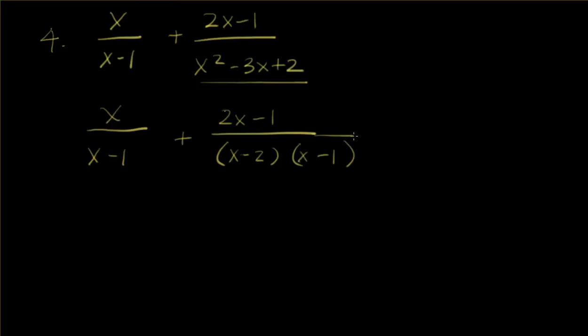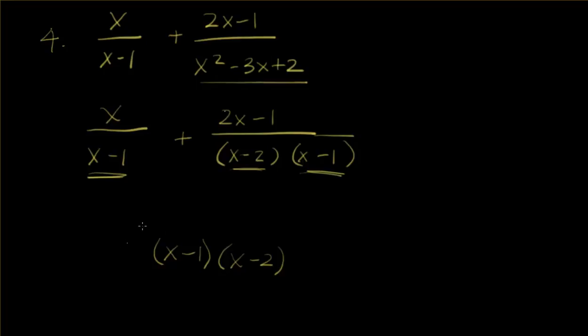Okay, so let's go ahead and look at the denominators. We have an x minus 1 and an x minus 1 here. So the greatest number of times that it appears in the denominator is once. We have an x minus 1 here, and we have no x minus 1. So the greatest number of times that it appears is once.